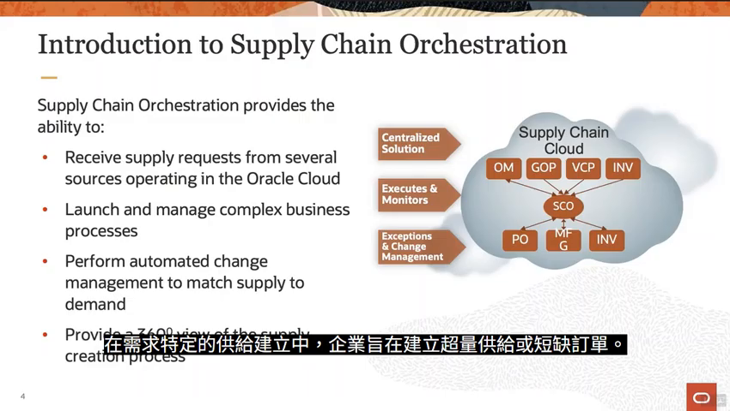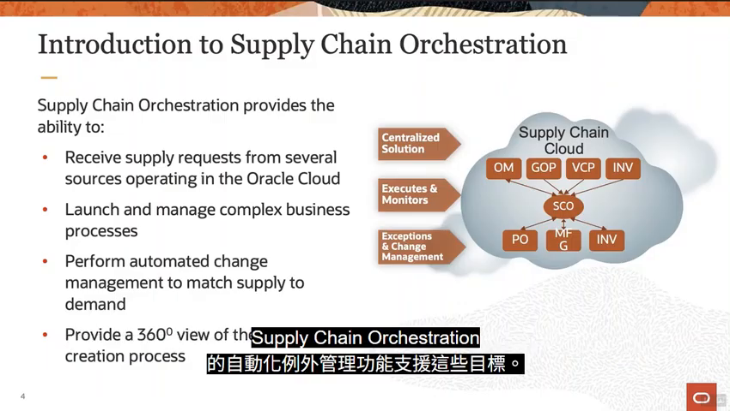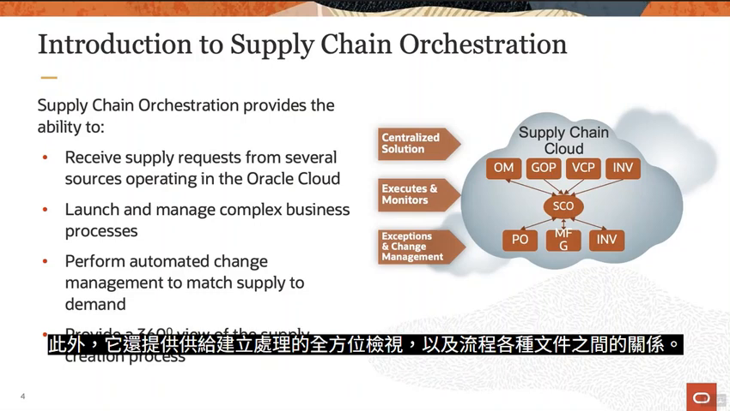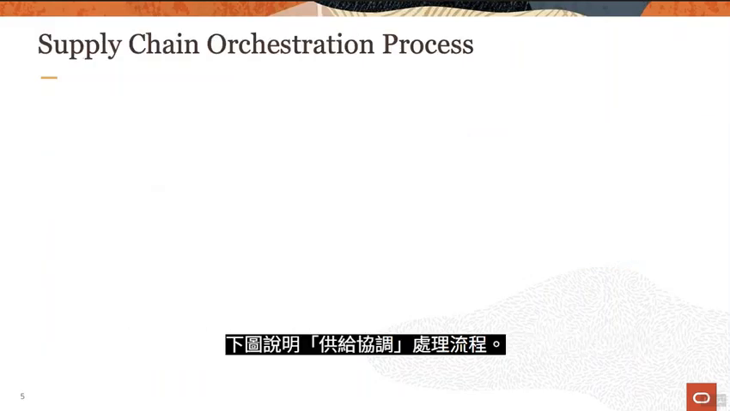In demand-specific supply creation, enterprises aim not to create excess supply or fall short on orders. Balancing supply with demand on an order-by-order basis is important for customer satisfaction and for profitability. The automated exception management capability of supply chain orchestration supports these goals. Also, it provides a 360-degree view of the supply creation process and the relationships between the various documents of a flow. The following diagram will illustrate the supply orchestration process flow.